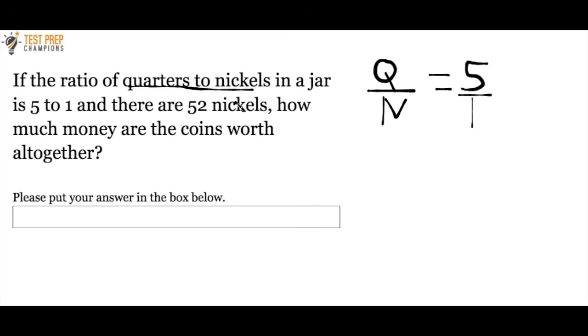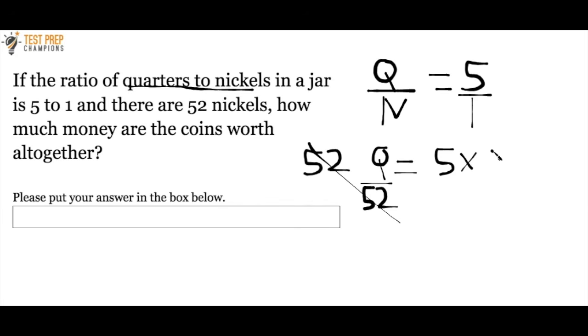Now, we know that there are 52 nickels. So since we know that there are 52 nickels, now I'm going to rewrite this, and instead of writing an N down here, I'm just going to put in 52. This is going to be 5/1. We don't really need to even write the 1 there. So to find the number of quarters, I just have to get this Q by itself. So since it's Q divided by 52, I want to do multiplication, and that's going to get rid of the 52. So if I multiply by 52, 52's cancel out. And so then over on this side here, I also have to multiply by 52.